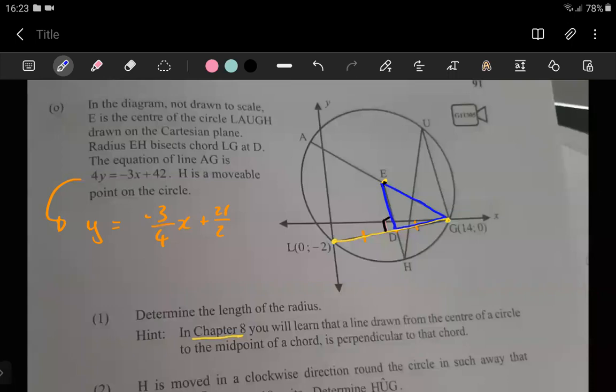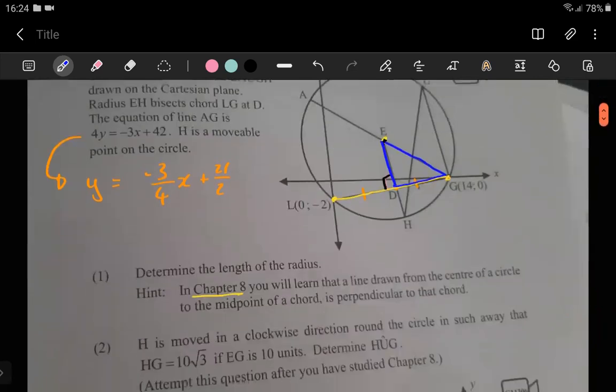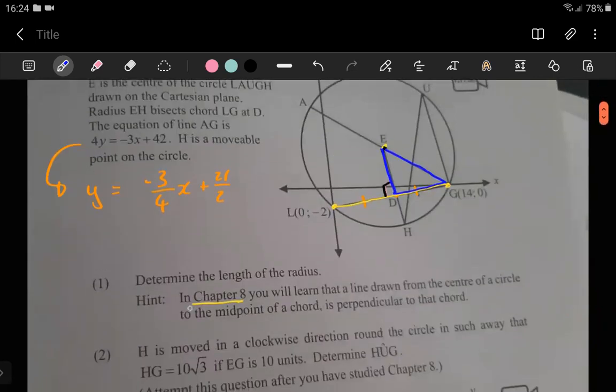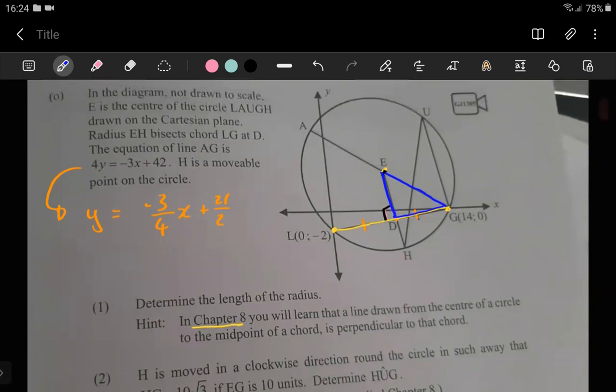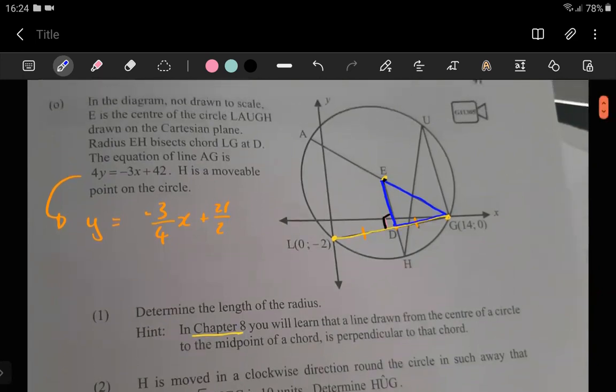That's just my thought. Yeah, it's not on. So let's see what happens if we had DG. In chapter 8, you will learn that a line drawn from the center of a circle is the midpoint of a chord. Yes, it is the midpoint of a chord, and then it is perpendicular to the chord.